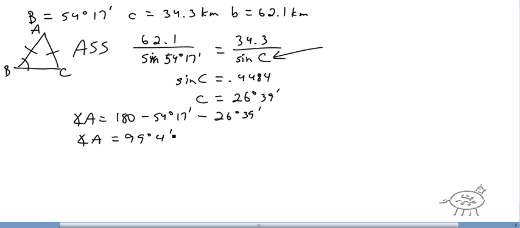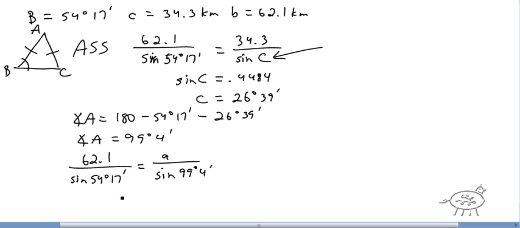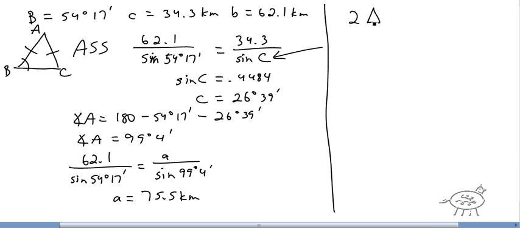Okay, that's good. And then, of course, I want to figure out side A. So we're going to use 62.1 over sine of 54 degrees 17 minutes is equal to little a over sine of 99 degrees 4 minutes. I cross multiply and divide, and I get little a is equal to 75.5 kilometers. Okay, so that's all the information for the first triangle. So let's do our second triangle. Let's just check to see if we do have a second triangle.